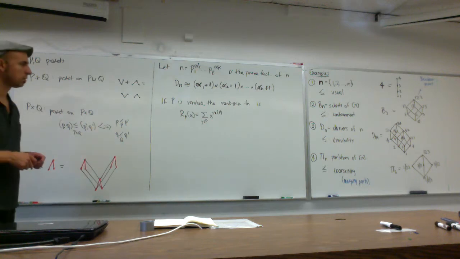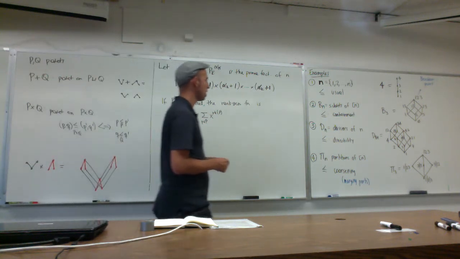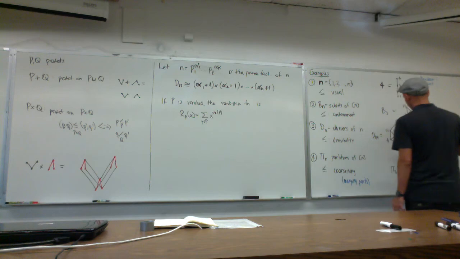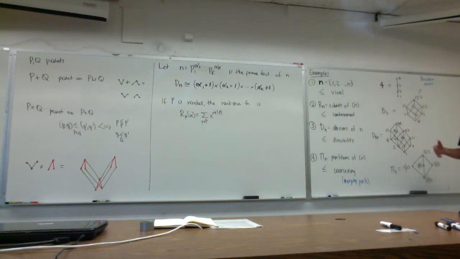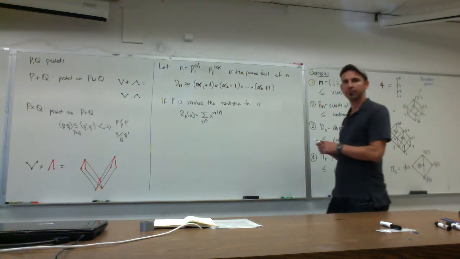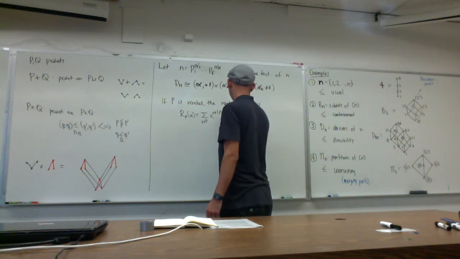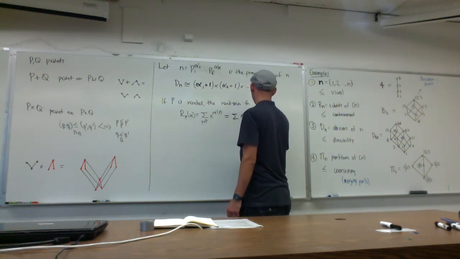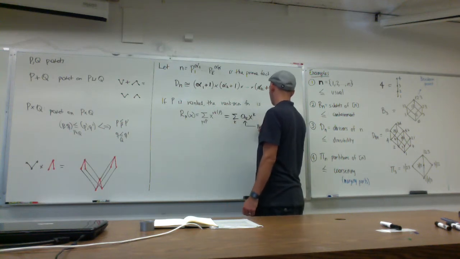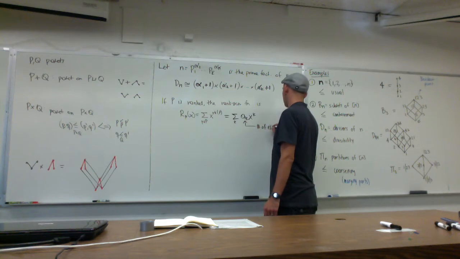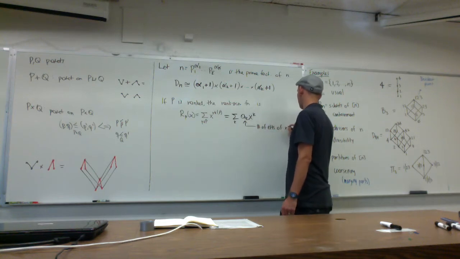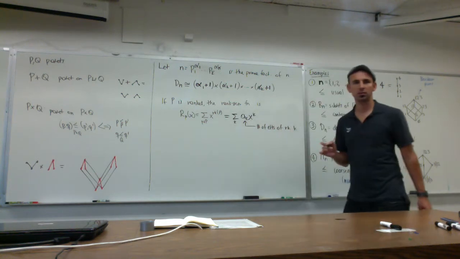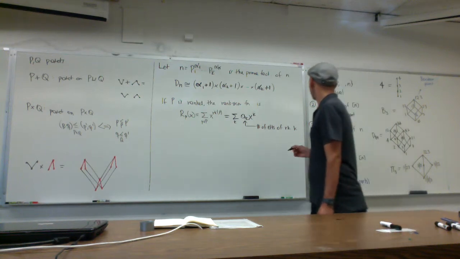The coefficient? Yeah, so another way of saying it is that the coefficient of x to the k is the number of elements of rank k. So I can write this as the sum of a_k x to the k, where a_k is the number of elements of rank k. Right?